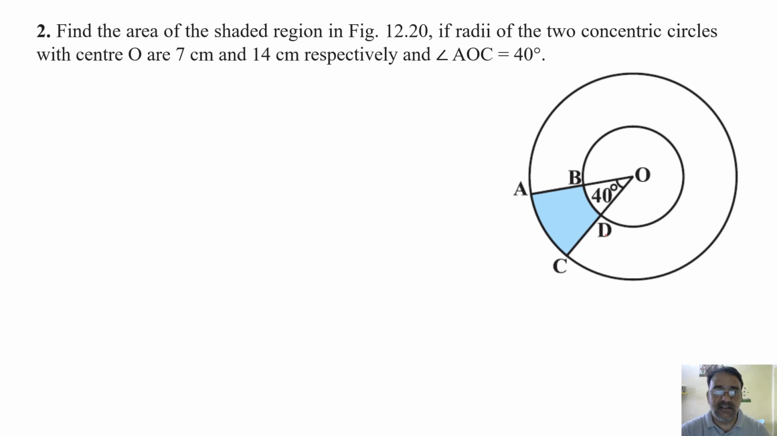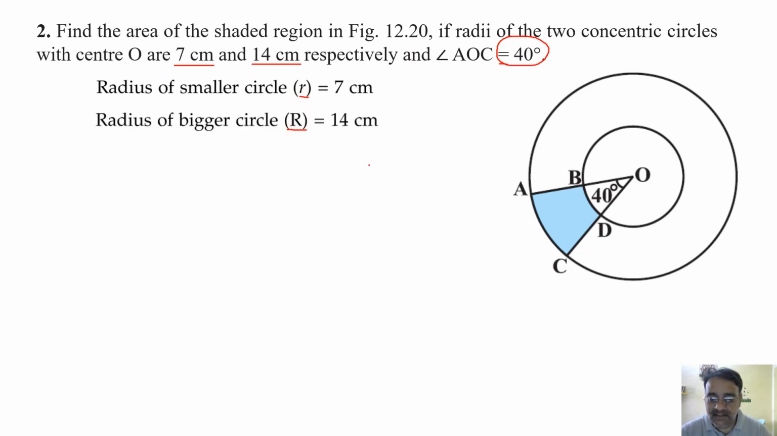Okay, so now we'll move towards: find the area of the shaded region in figure 12.20 if radii of two concentric circles with center O are 7 centimeter and 14 centimeter respectively, and the central angle is given 40 degree. So this is very easy. What you have to do is area of larger sector minus area of smaller sector, area of sector OCD minus area of sector OBD. Radius of the smaller circle is given 7 centimeter, we'll take it as small r, and radius of the bigger circle is 14, we'll take it as capital R, and the central angle theta is given 40 degree.